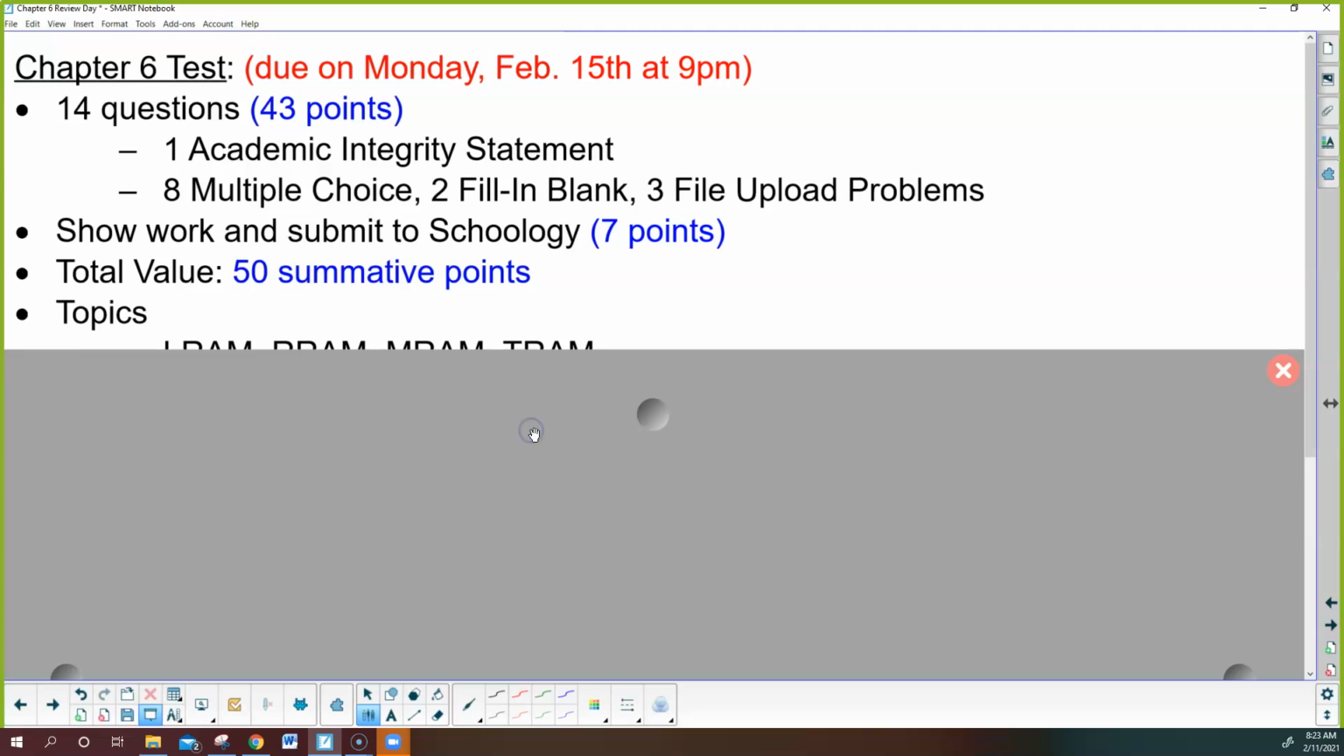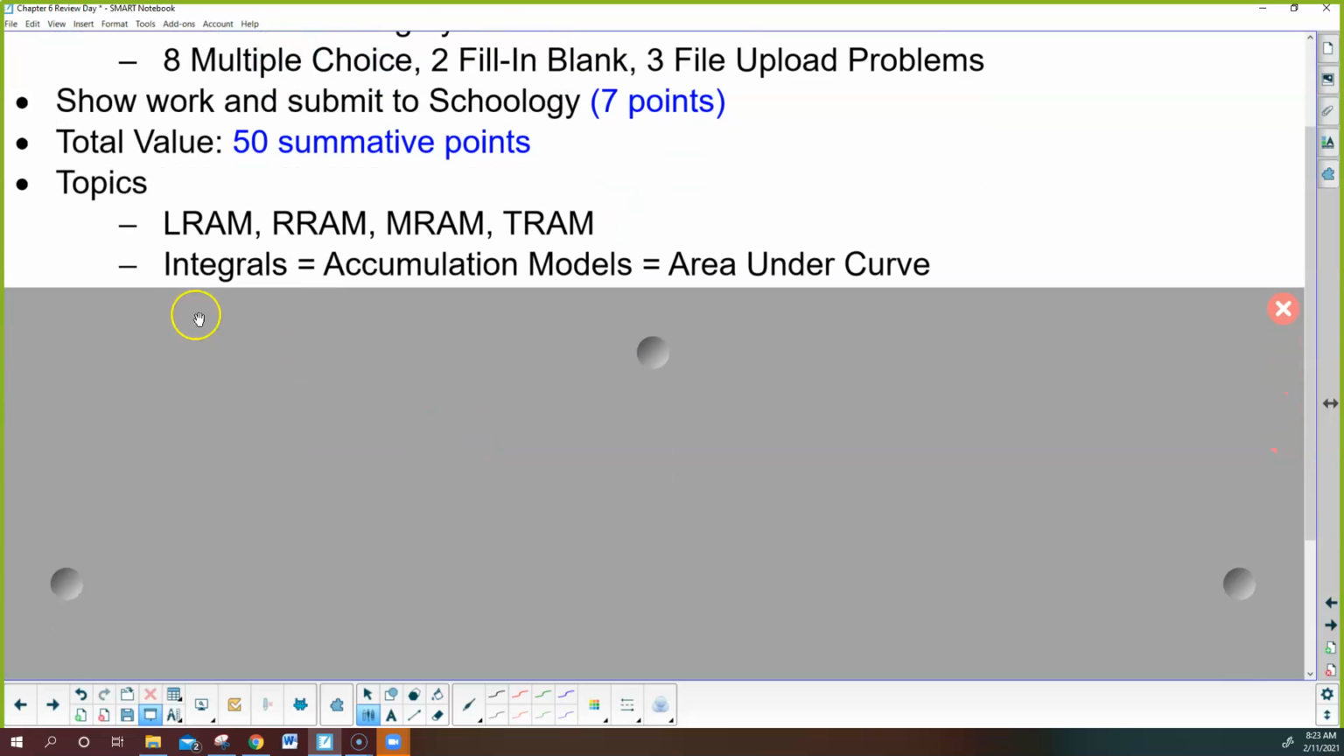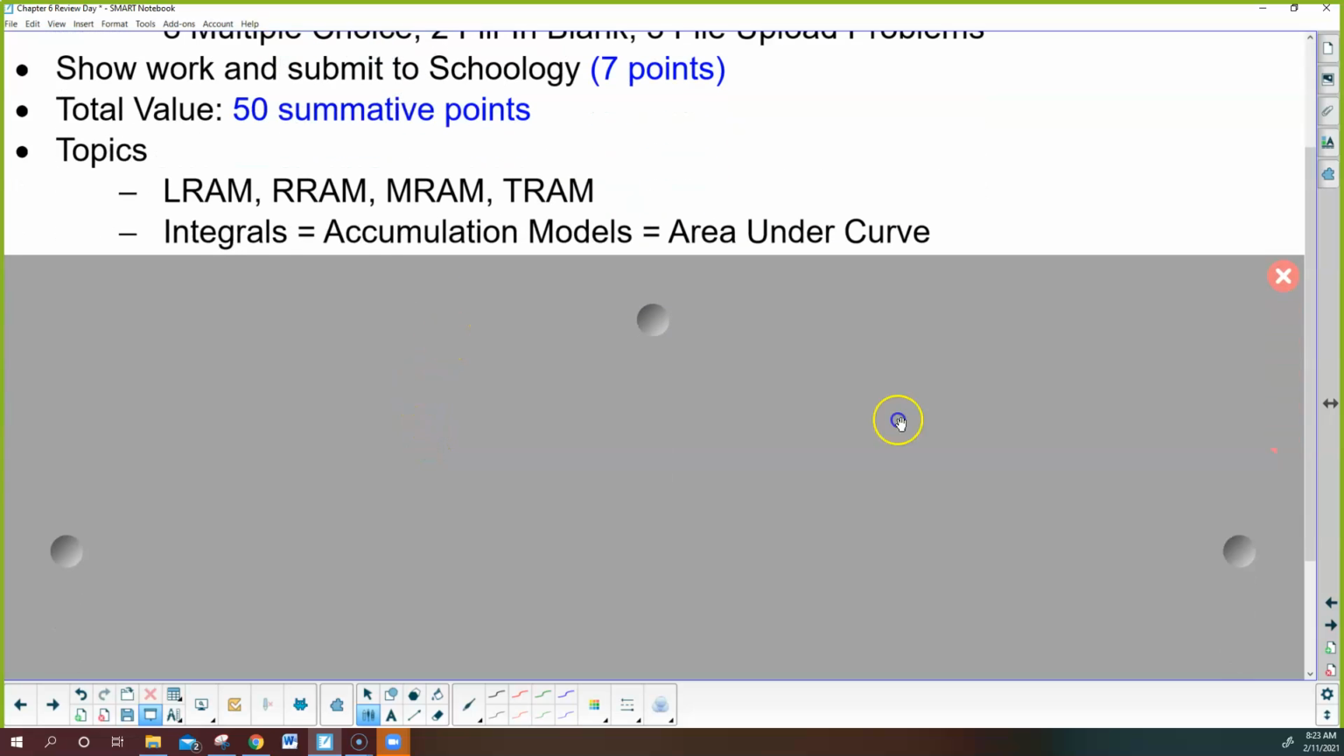Topics, okay, what have we covered so far? Well, we just reviewed the trapezoidal Riemann approximation, but we had the left, right, and midpoint. Our big idea this unit is integrals, and integrals are the accumulation model, or the area under the curve. The reason why we call it the accumulation model, think about what we just did. In this example, we accumulated all of the levels of cholesterol, and that's what this answer was. 930 is the total amount of accumulated cholesterol over the 10 weeks. So that's what we mean by accumulation model, if you didn't pick that up.